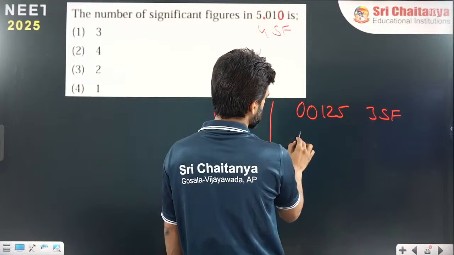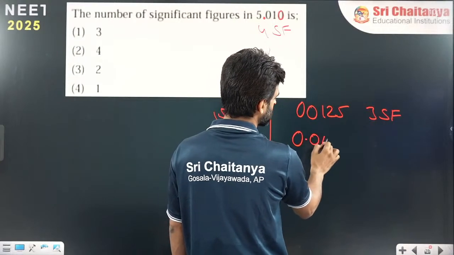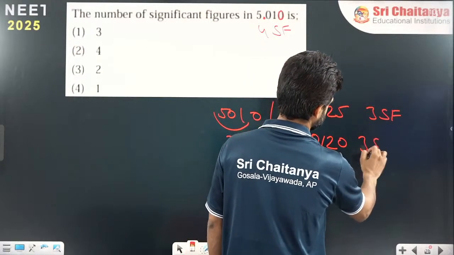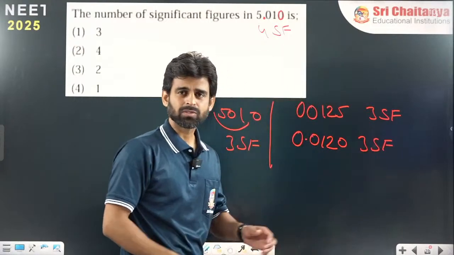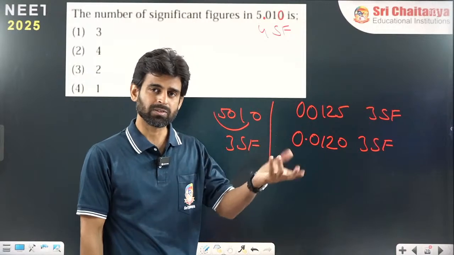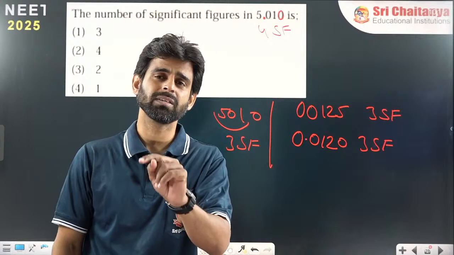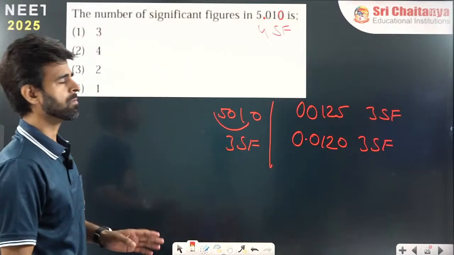If I am saying 0.0120, so here how many SF? Here 3 SF. Left side zeros are never countable whether decimal is present or not, but right side zeros are countable if a decimal is present, and non-countable if a decimal is not present, right?